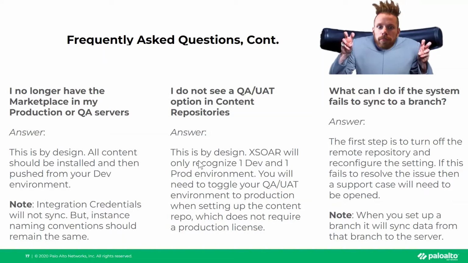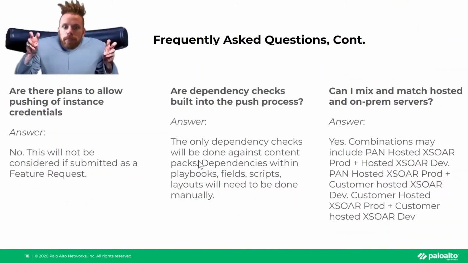What can I do if the system fails to sync to a branch? We already discussed that. Are there plans to allow pushing of instance credentials? Nope. And this will not be considered as a feature request. That does come up, so just so you know. Are there dependency checks? There are dependency checks in the content packs. I did not review that for the sake of time. So it will check if there are dependencies within the content packs, but for playbooks, fields, scripts, layouts, etc., it will need to be done manually. There's no check for that.